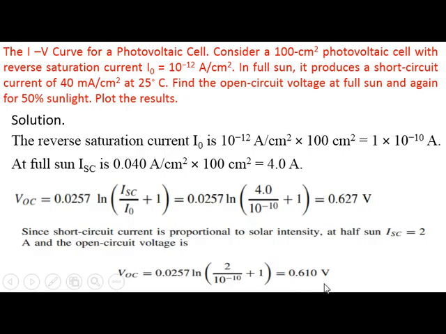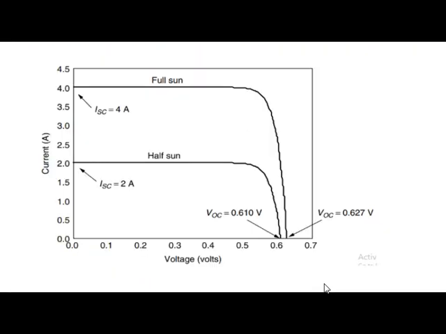Our panel is able to offer this much open circuit voltage. Based on that, we plot the curve of open circuit voltage and short circuit current, for 2 amps and 4 amps. Okay, thank you.